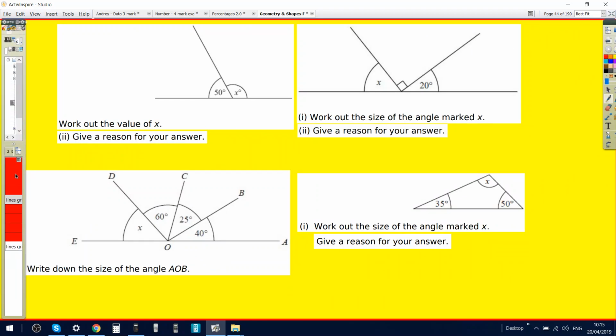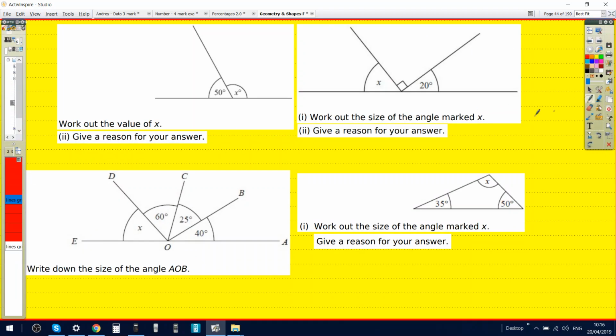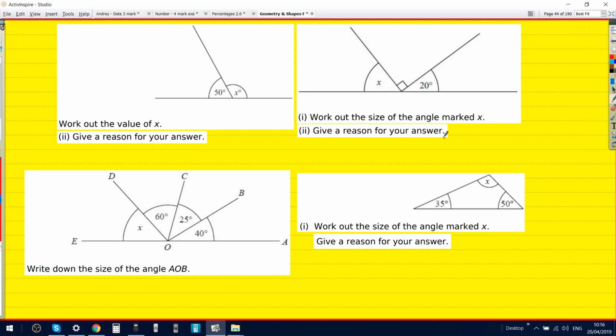Top left one. So if that one, is it 40? No. These are in a straight line. Oh yeah, a straight line's 180. 130. Yeah, give a reason for your answer. Because to make a straight line, it needs to equal 180. Yeah, so the angles on a straight line add up to 180.